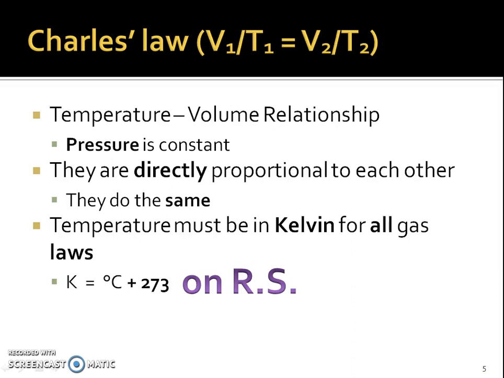Charles' law, on the other hand, deals with temperature and volume. Pressure is constant as well as everything else, and they have a direct proportion to each other. In other words, they do the same. So let's look at the equation. Again, you have your initial, but now they're divided by each other instead of multiplied. So you have volume 1 divided by temperature 1, or your initial volume divided by temperature, equals your end result, or your final volume and temperature.